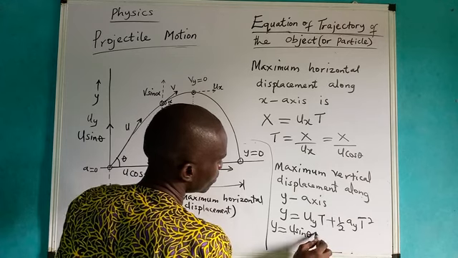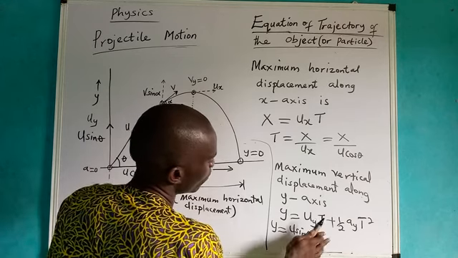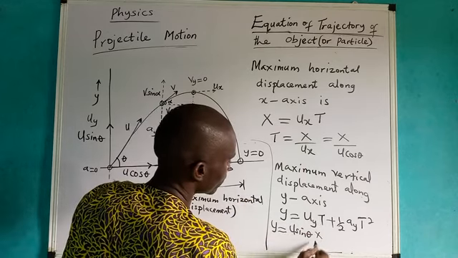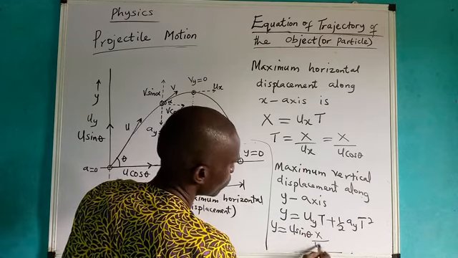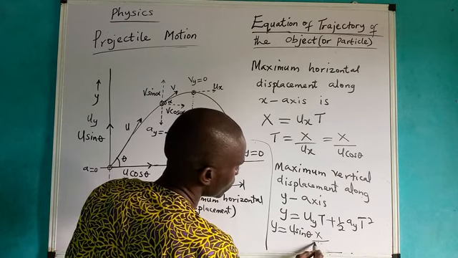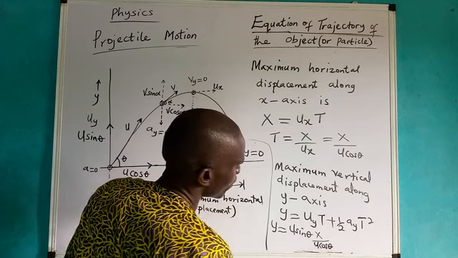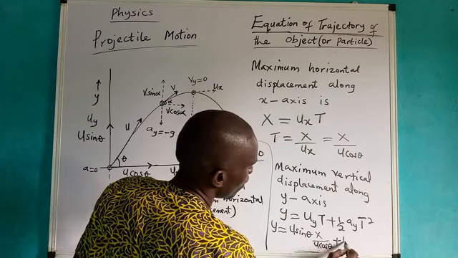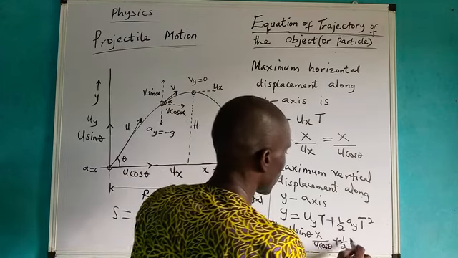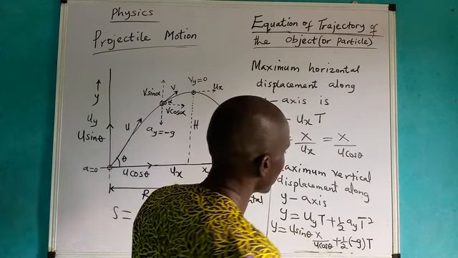U sine theta T. We already have T there. What is T? Look at T here: we have X all over U cos theta. That is what we have there. Plus half, and what is AY? Please don't forget that AY is minus G, and we still have T.